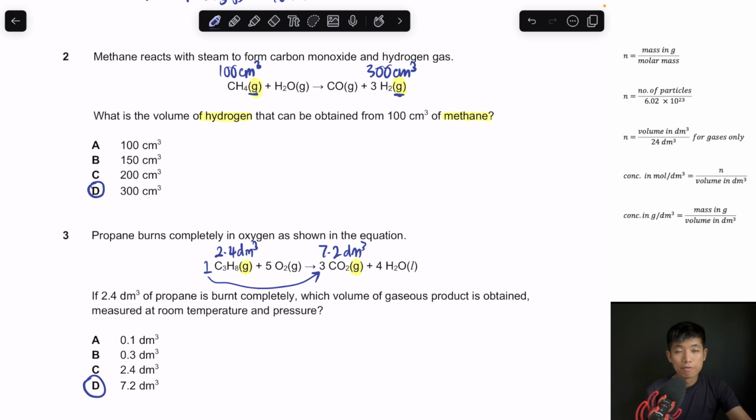So the next step will be for you to go and do practice questions because the logic is always the same. Equation, moles, mole ratio, then convert. Okay, always follow this set of 4 steps.